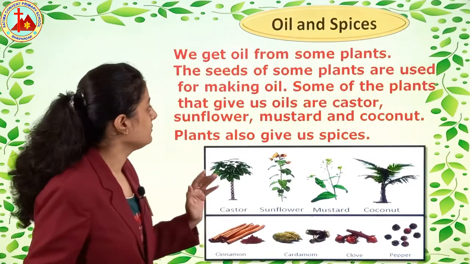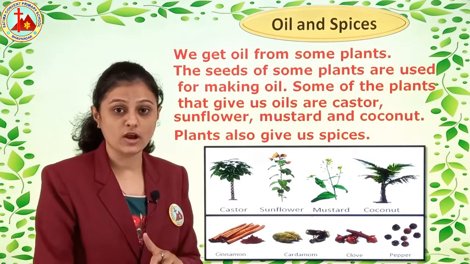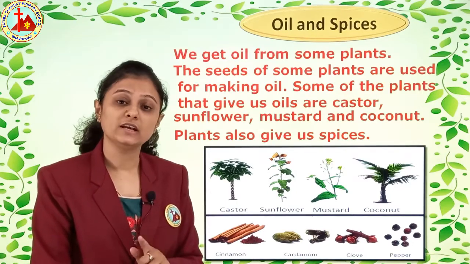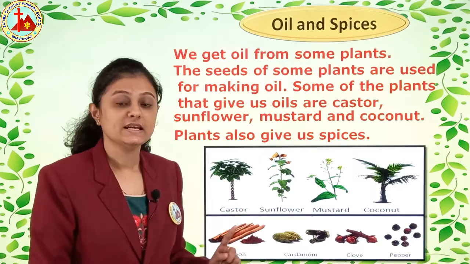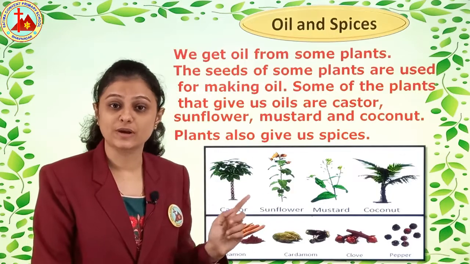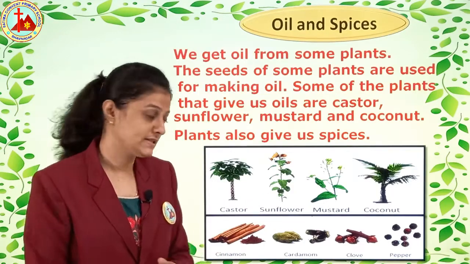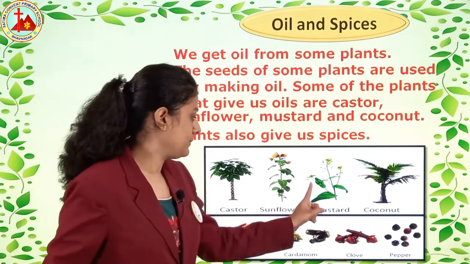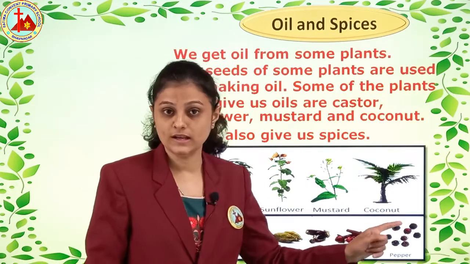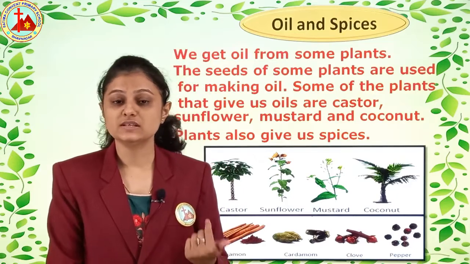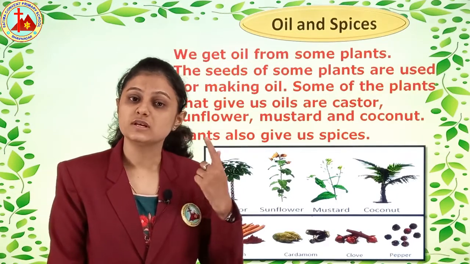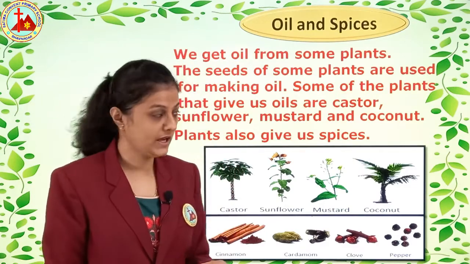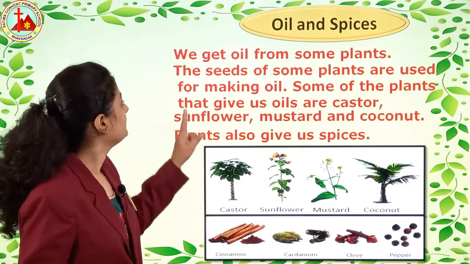Yes, now you know children, you get oil. The oil Mummy uses for cooking, that you get from plants. Even hair oil you also get from plants. Yes, there are castor oil, sunflower oil, mustard oil, coconut oil. There are various uses of oil. We use some to put in our hair, some we use for cooking. So come on, let's read.